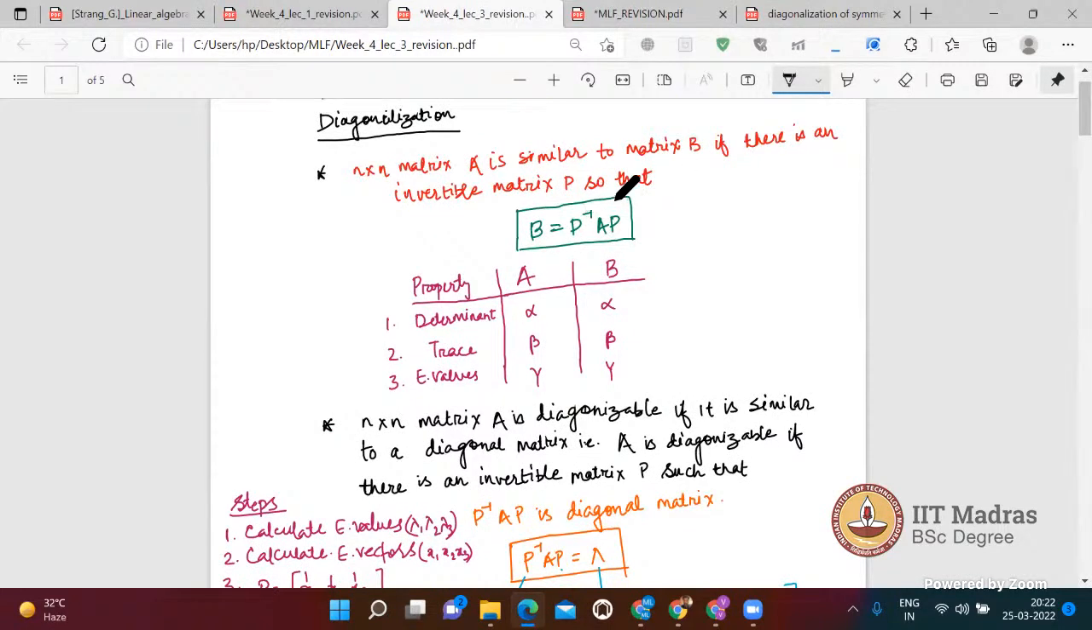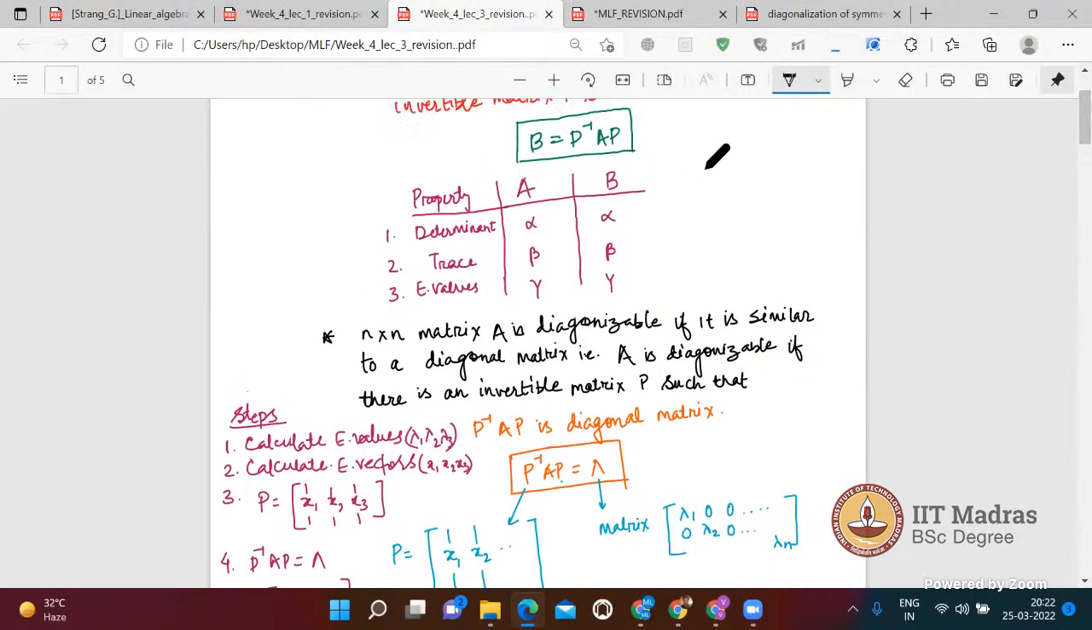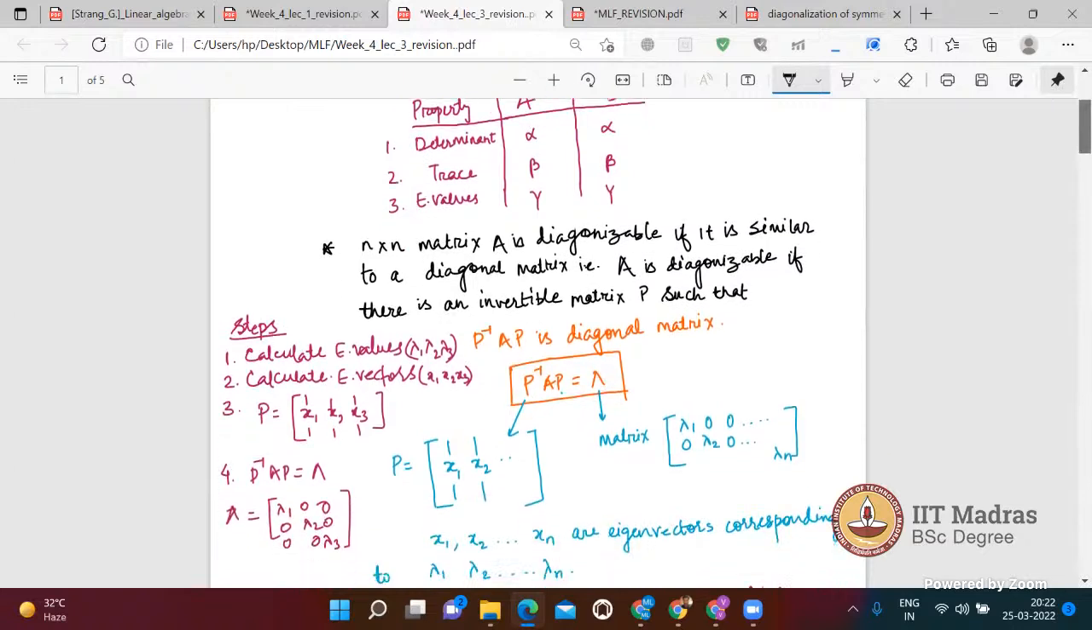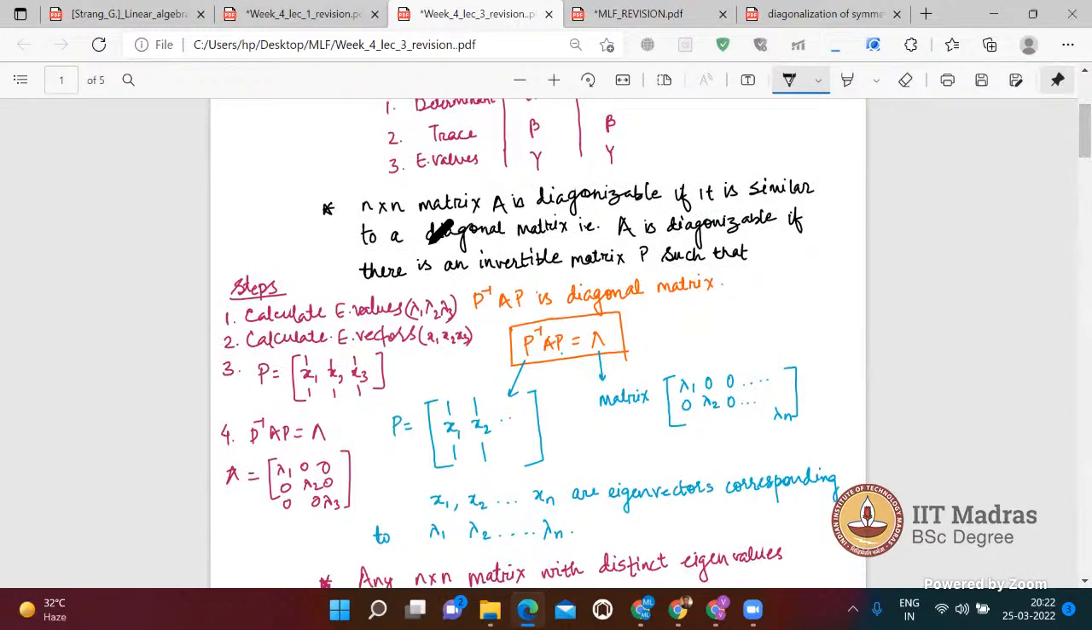If A and B are very much similar to itself, then if we have to calculate anything regarding A, we can calculate it for B. If we have to calculate the determinant of A, we can calculate directly the determinant of B, because both are similar matrices. And if that B gets replaced with the diagonal matrix, consisting of all the eigenvalues on its diagonal, then we can say we are able to diagonalize A. So A is simply an n cross n matrix.